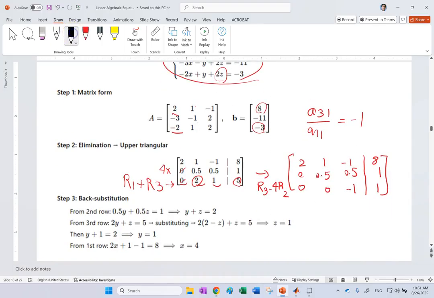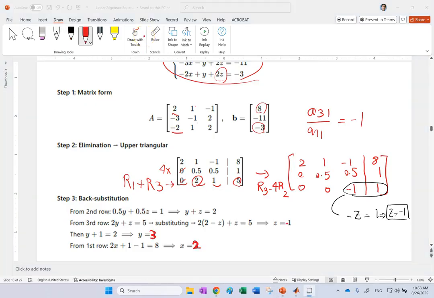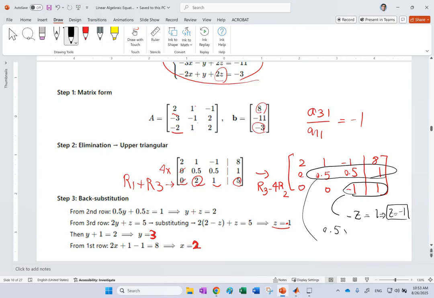Now, if you look at it, this last row will tell you that -1 times z equals 1. There we go. So z is -1. Okay, so z is -1 here. Seems like I made a typo. So z is -1, not +1. Z is -1. Now you go back to the second row. Second row says half y plus half z equals 1. And z is already -1. So from here, you can see that y should be 3. Correct? Because that's 1.5. This is -0.5.